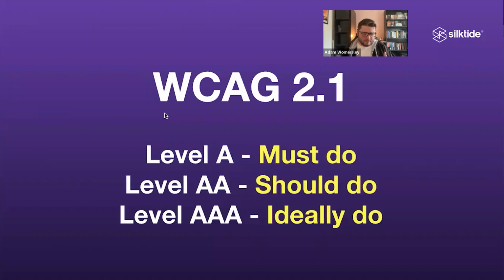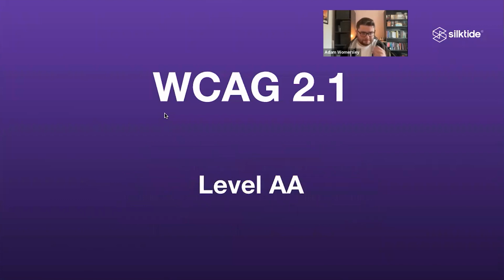And the easiest way to think about this is that level A are things that you must do, AA are things that you should do, and AAA are things that you should aspire to do. So if we're talking about the common one to aim for, or what's used for a lot of legal requirements for web accessibility, then most often we're going to be looking at WCAG 2.1 AA.